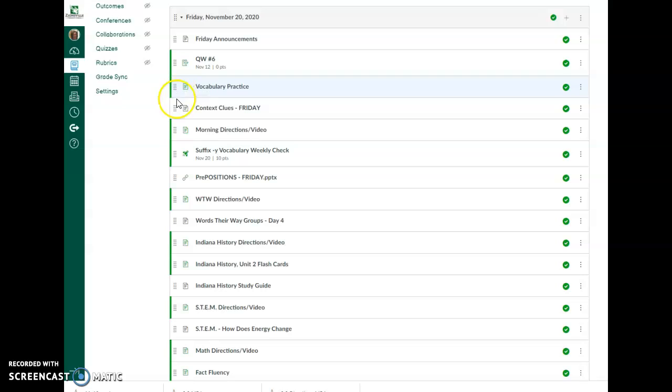Practice your vocabulary words. Hopefully, you've written your context clue sentence for the day. And now we're here. If you've not done any of those things, or all of those things, then make sure before you move on with the rest of the day, you go back and finish these, okay? We don't want to get too far behind.